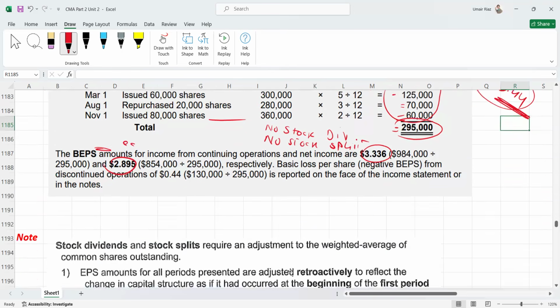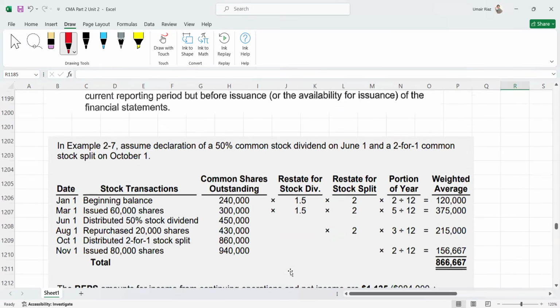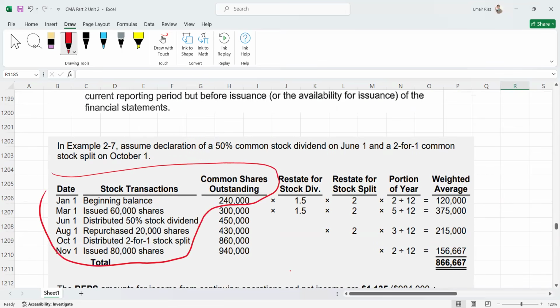So here we go. This is how the question will be given. For example, this is how data will be given in the question. It may be written in statement form. This is the data in front of us. This is the question: data to calculate the weighted average number of shares outstanding.